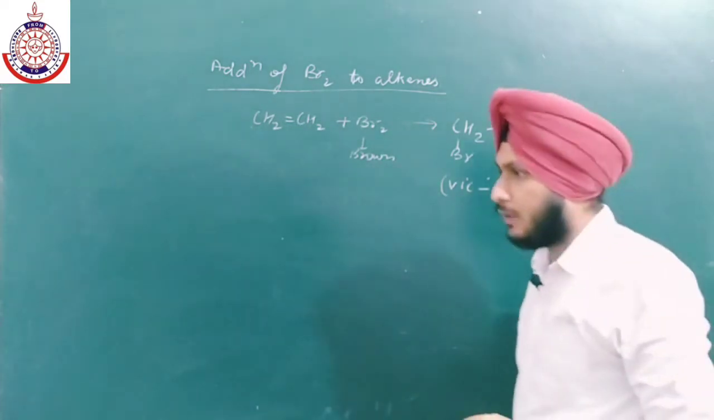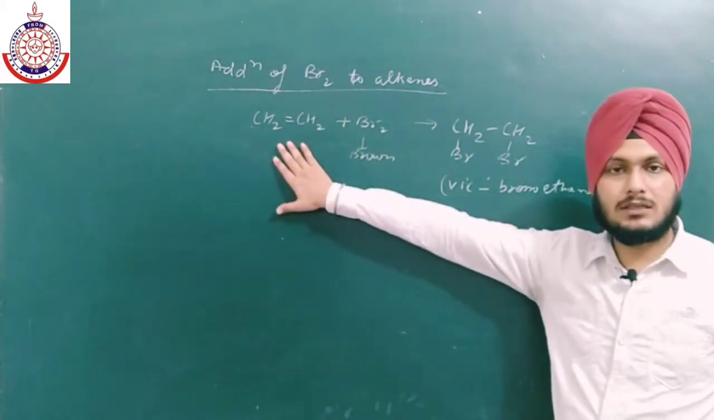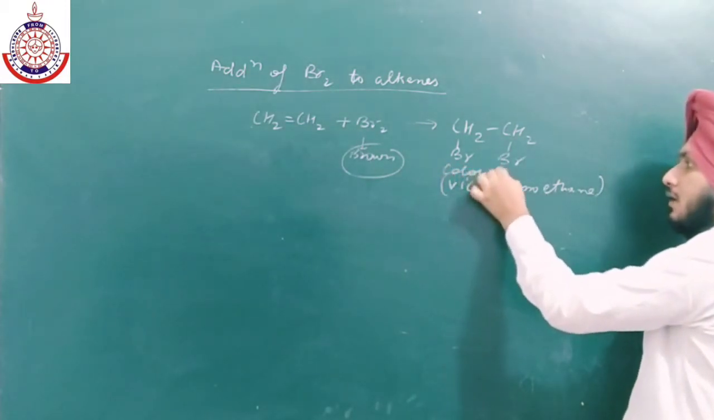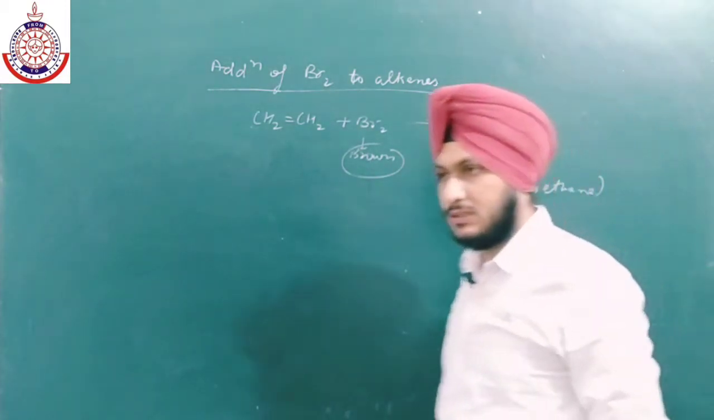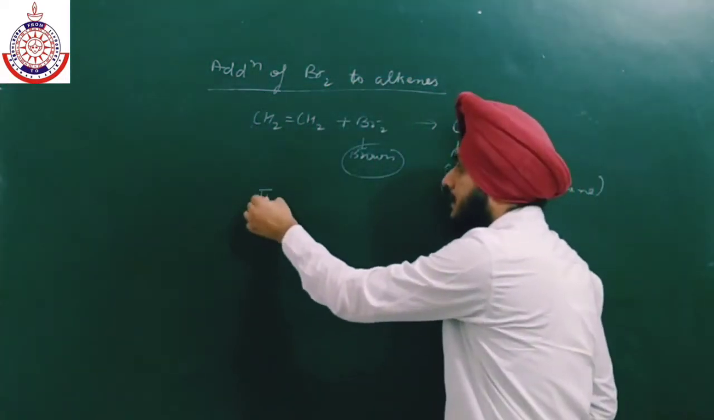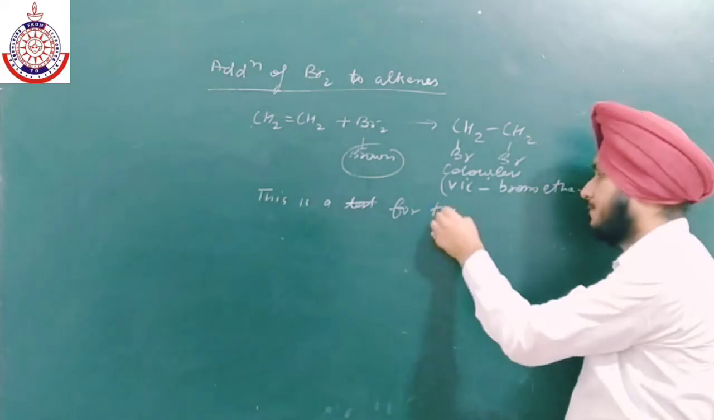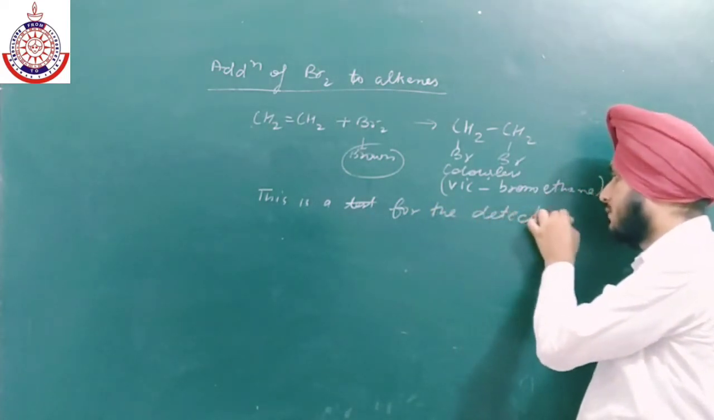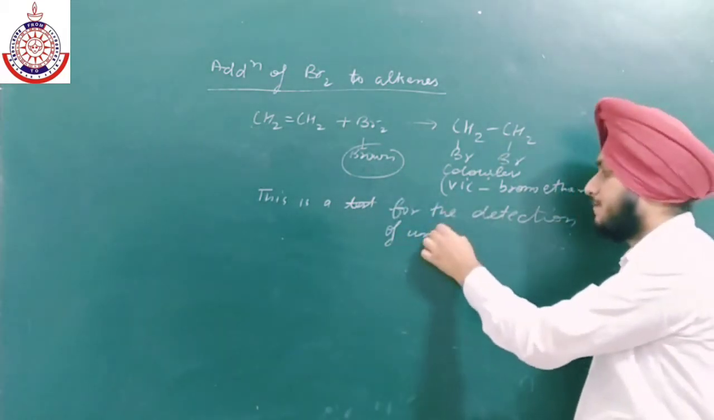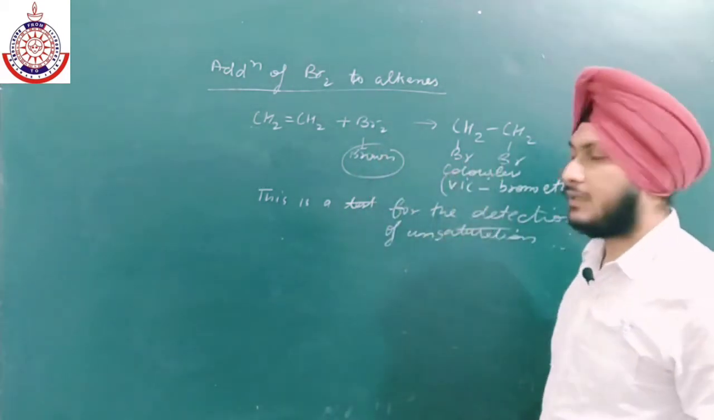So now how is it acting as a test? If we react bromine with the unsaturated hydrocarbon, the brown color is discharged and we will get a colorless product. The brown color of Br2 is discharged if we have an unsaturated compound. That is why this is a test for the detection of unsaturation. Similarly, we have the KMnO4 test for the detection of unsaturation. So we will get the addition product with Br2.